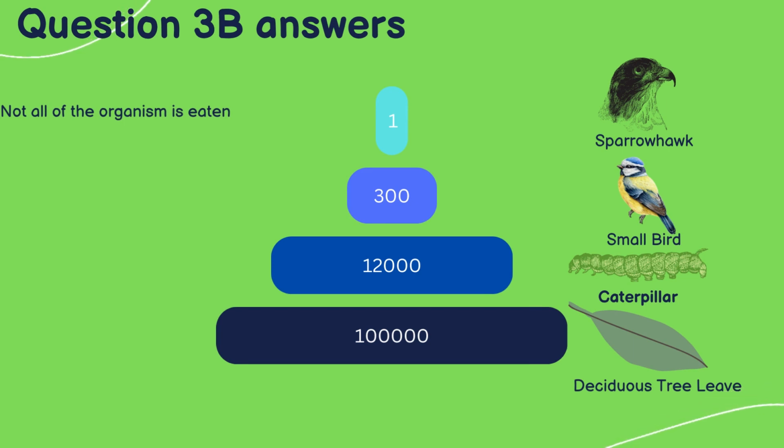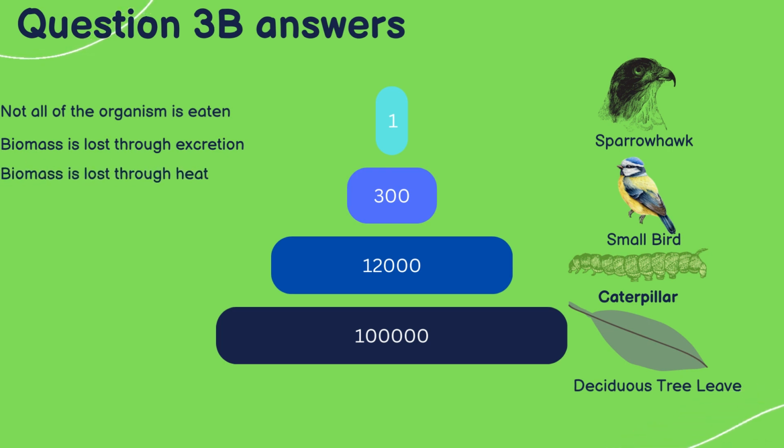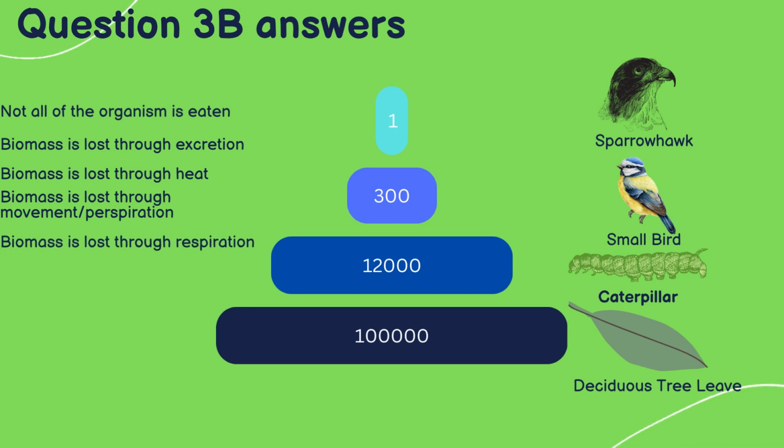Not all of the organism is eaten. Biomass is also lost through excretion or waste. Biomass is lost through heat. Biomass is lost through movement or perspiration. And biomass is finally lost through respirational processes. So, there you have it. Food chains and food webs.